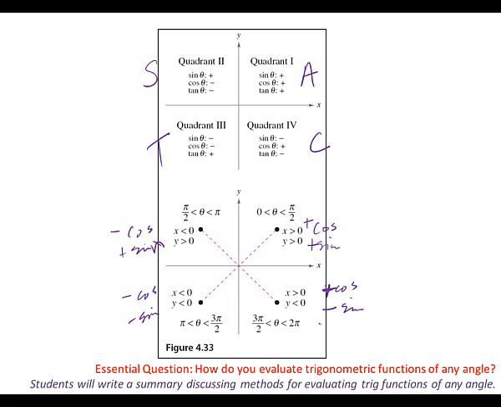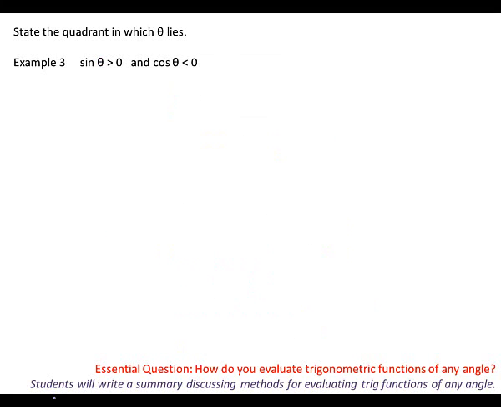Okay. So, what we're going to do in the next few, all right, is we're going to just try to figure out what quadrant they're talking about. Okay? So, they want us to figure out the quadrant where the sine is greater than 0, what does that mean? Positive, and the cosine less than 0 means negative.